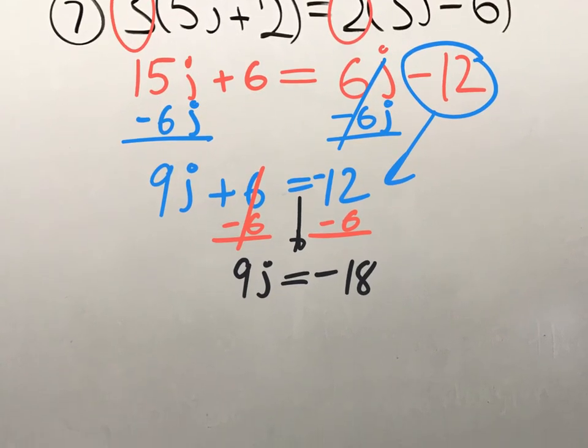Let's get rid of that multiplication of 9 by doing the opposite, dividing by 9. So we're going to divide by 9 and divide by 9. Final answer, j is actually negative 2. Negative 18 divided by positive 9 is negative 2.